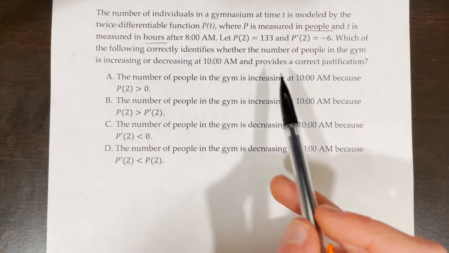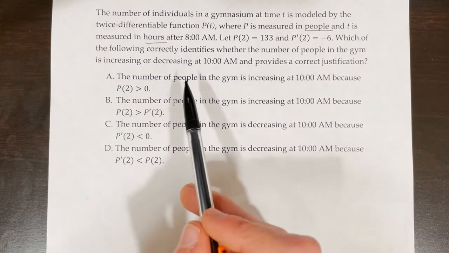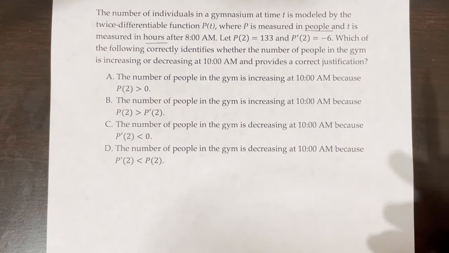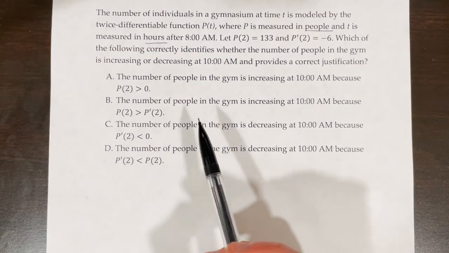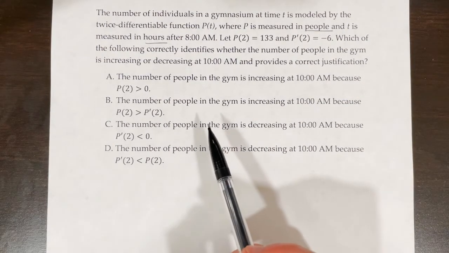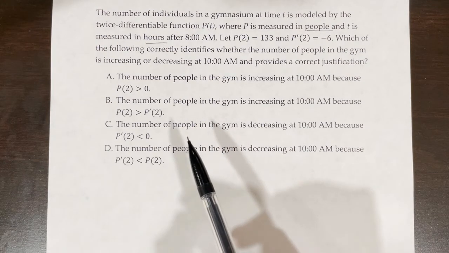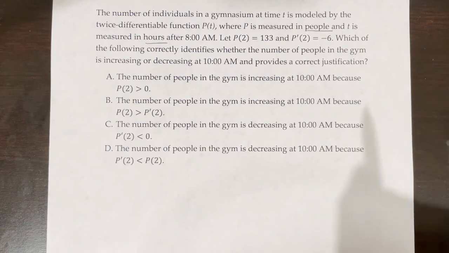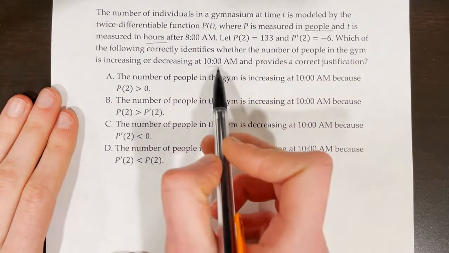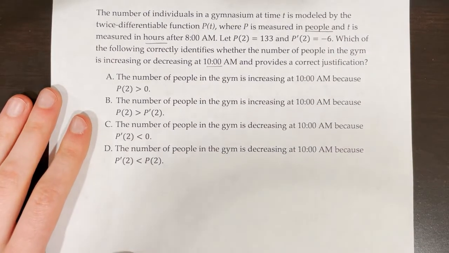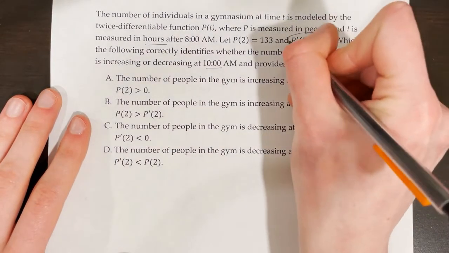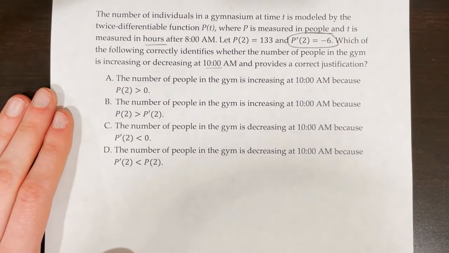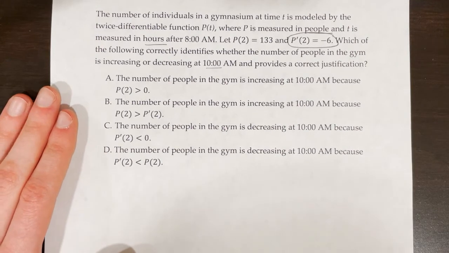If I'm trying to determine whether the number of people is increasing or decreasing, I know that P represents the number of people, so P prime of t is going to tell me whether the number of people is increasing or decreasing. If P prime is positive, that means the number of people is increasing. If P prime is negative, that means the number of people is decreasing. At time t equals 2, so 10 o'clock a.m., because it's 2 hours after 8 o'clock a.m., I can see that P prime of 2 is negative 6. So P prime of 2 is less than 0. Therefore, I know that the number of people in the gym will be decreasing at 10 a.m.